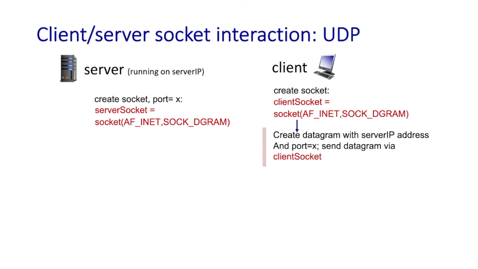Now, on the client side, we're going to create an application layer message, a string of characters. And when we send this message into the socket, we're also going to explicitly need to attach the server's IP address and the server's port number to the message, and then pass that information into the client socket. Now you might wonder, how do we know the server's IP address and port number? Well, you sort of just have to.